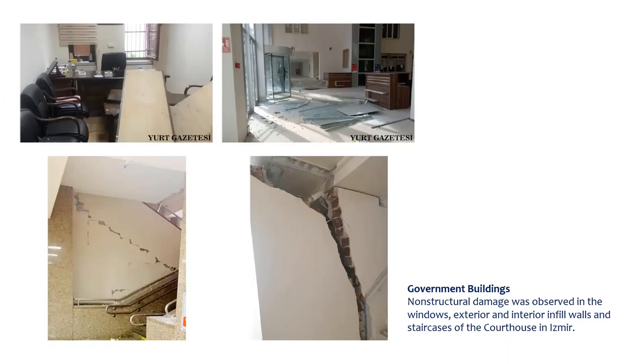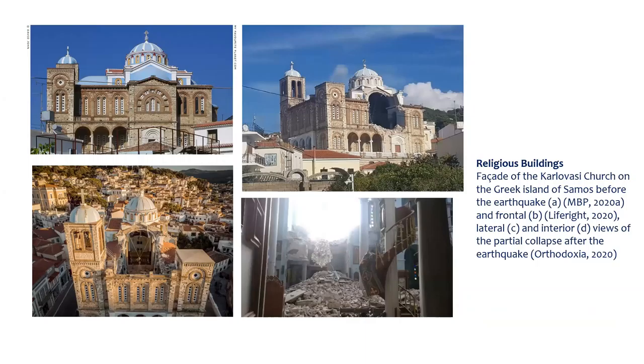So the non-structural damage was quite extensive, although the structural damage was non-existent in this case. Some religious buildings were affected. Again, this one is in Samos, in the city of Karlovasi.